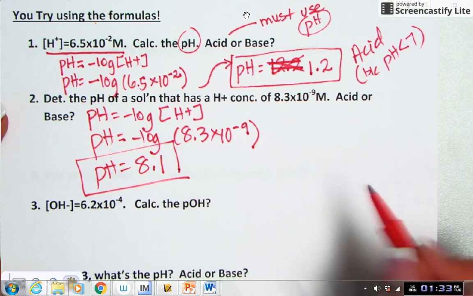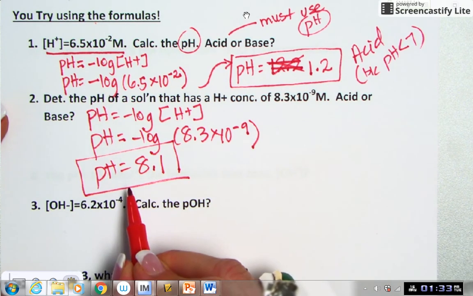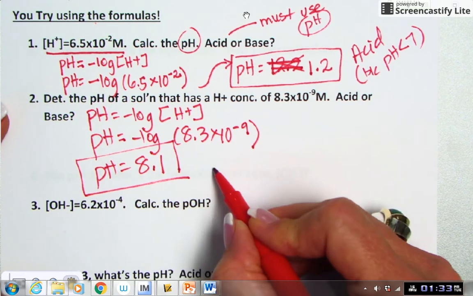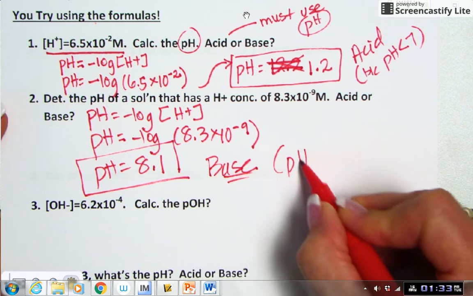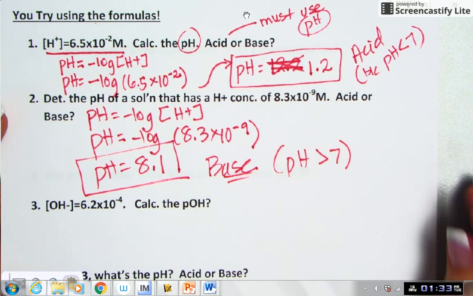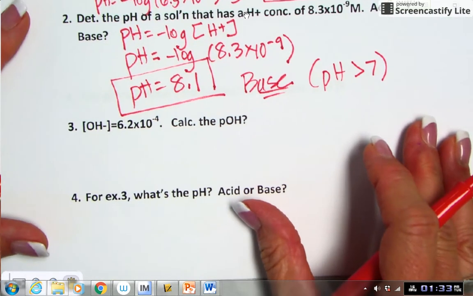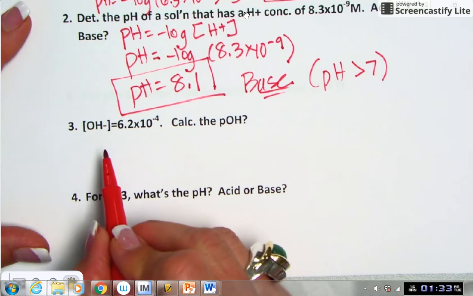All right, so you should have got 8.1 for your pH, and since the pH is greater than 7, this is a base. Let's look at example 3. We'll go ahead and go through this one for guided practice.